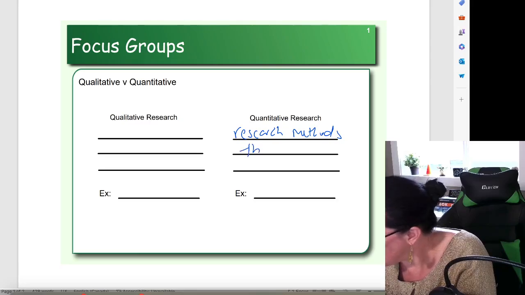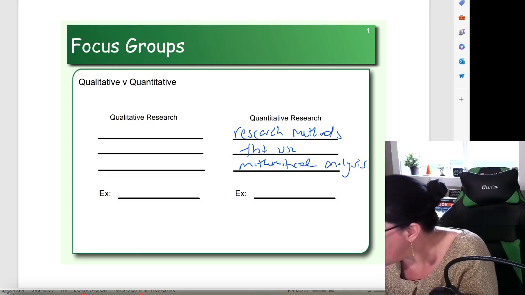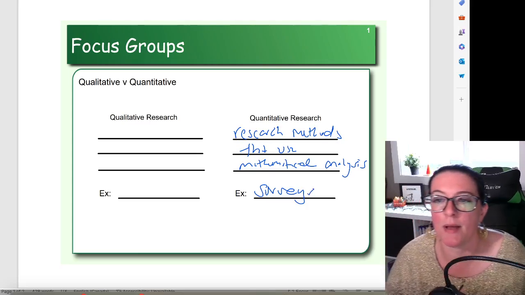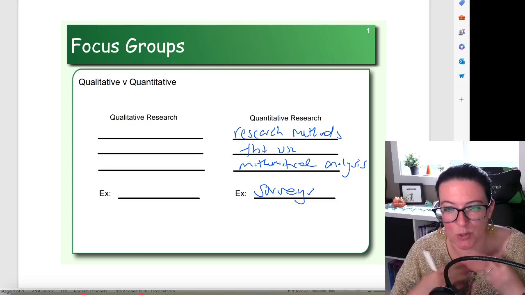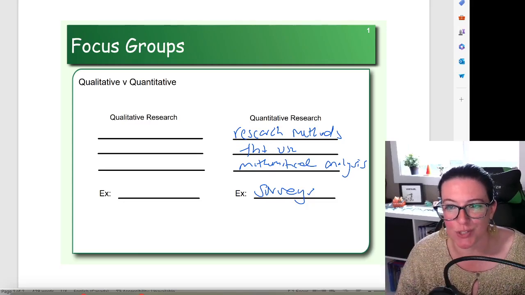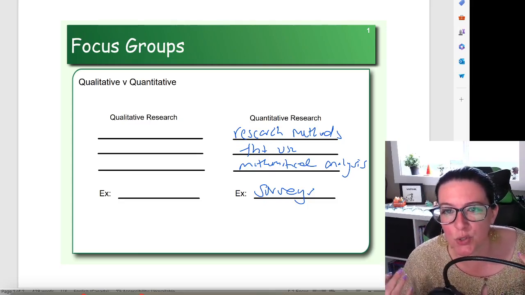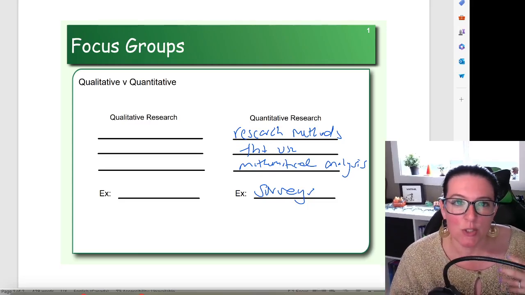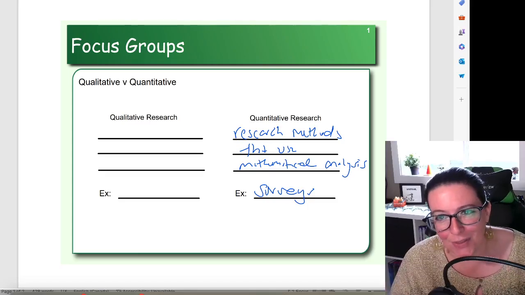that use mathematical analysis. So when we think about quantitative research, we're thinking about surveys or experiments where we can do statistical tests. We can do hypothesis testing, inferential statistics, and we'll get to those in videos. But you might also be doing research where it is more qualitative. So qualitative is where we are not doing math.